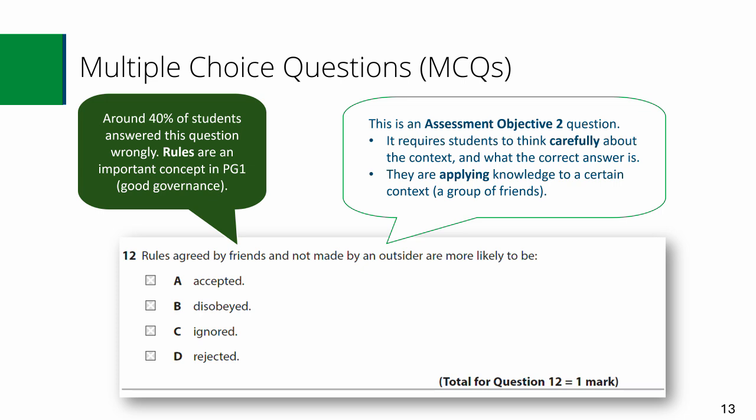Here, the context is a group of friends. Rules agreed by friends and not by an outsider are more likely to be what? And the answer is that they're more likely to be accepted because they are created by consent by a group of friends.